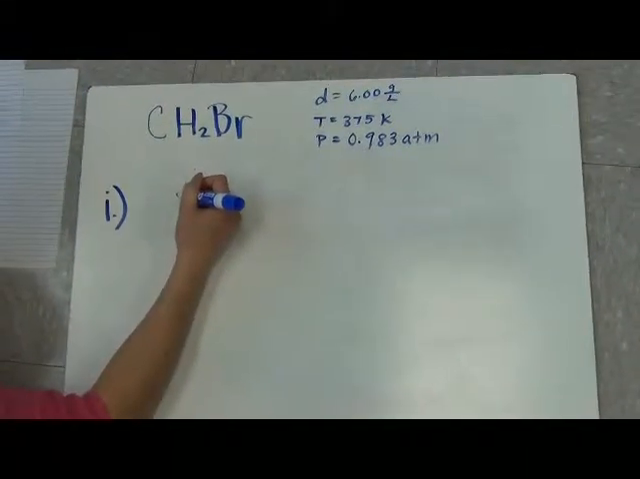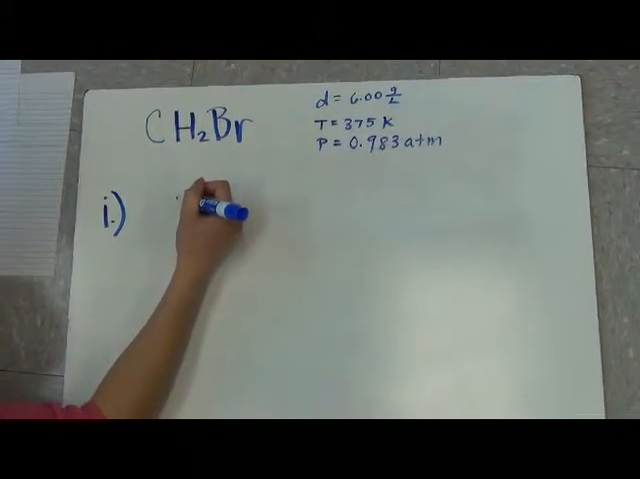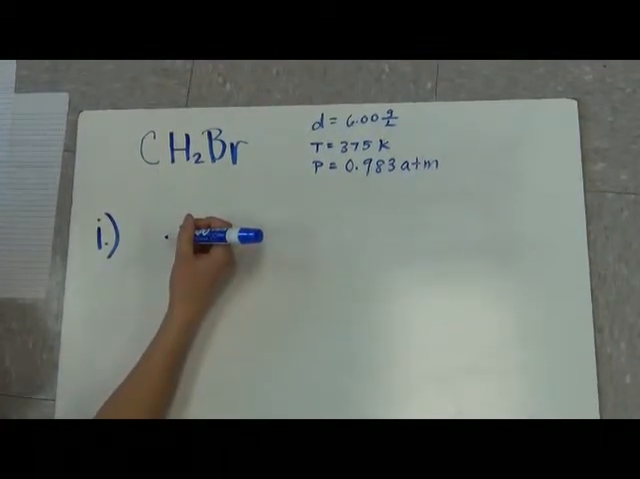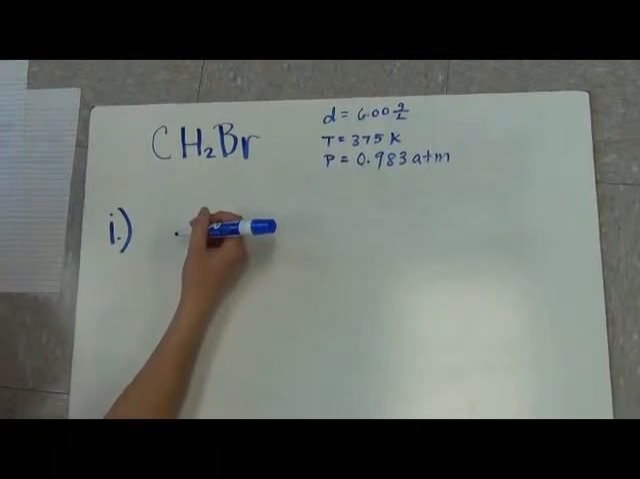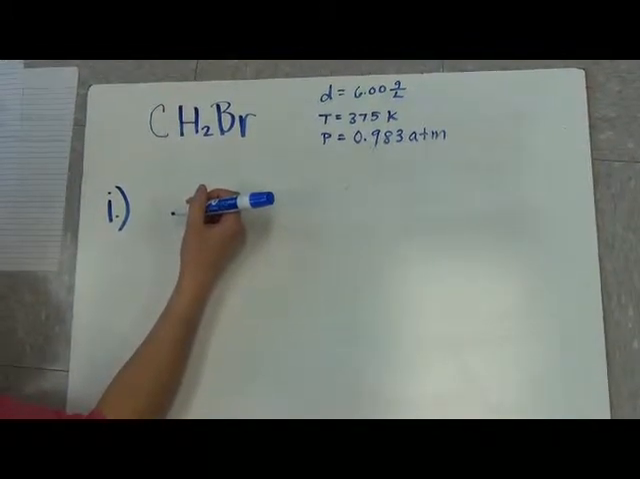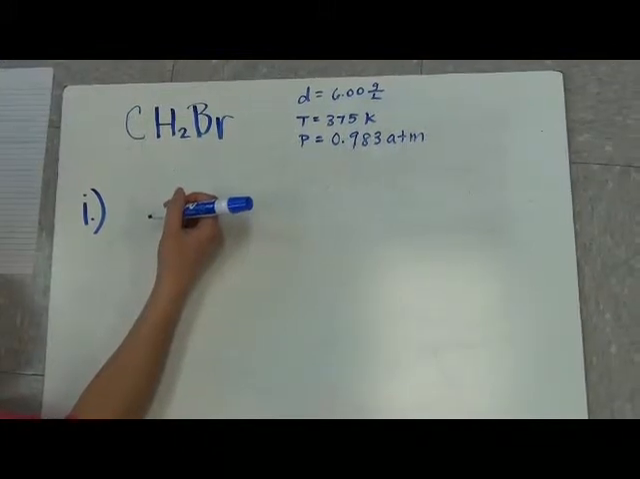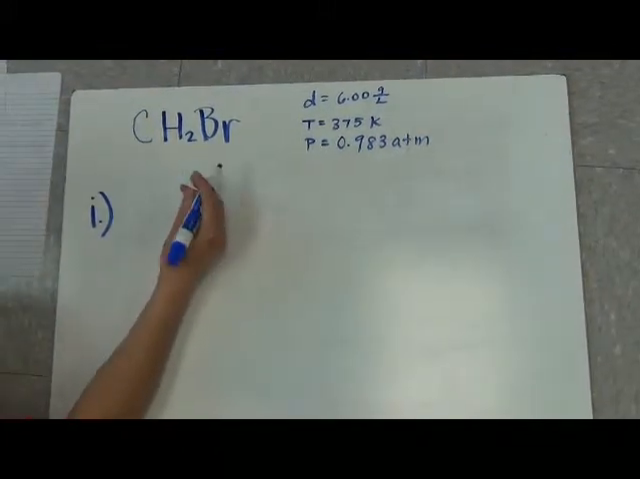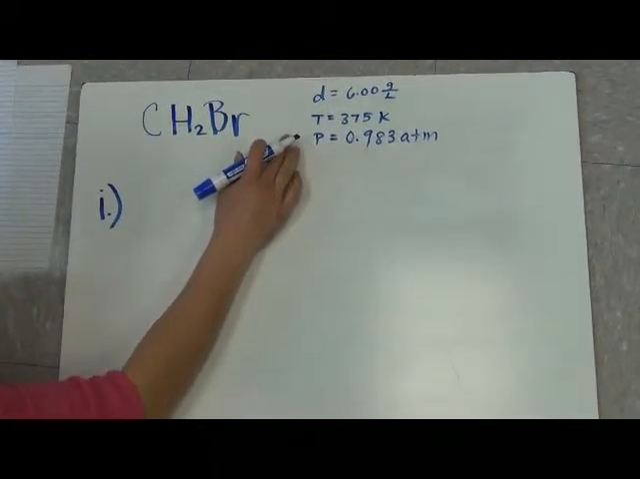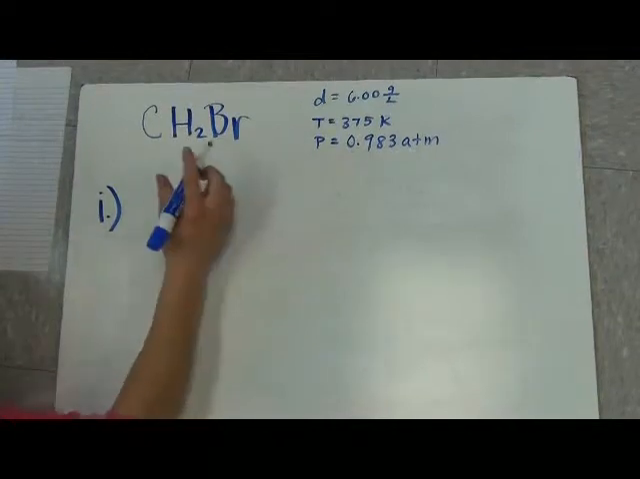For part B, it says a different compound which has the empirical formula CH2Br has a vapor density of 6 grams per liter at 375 Kelvin and 0.983 atm. Using these data, determine the following. As you can see, you need to write out all of the information that is given so that you can use that in part 1 to find the molar mass of the compound.